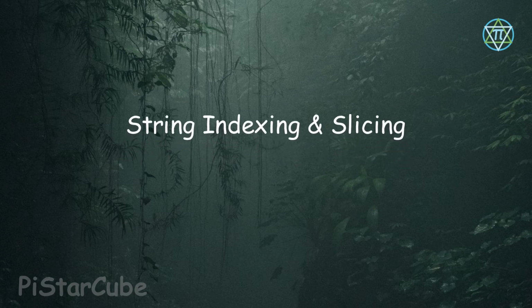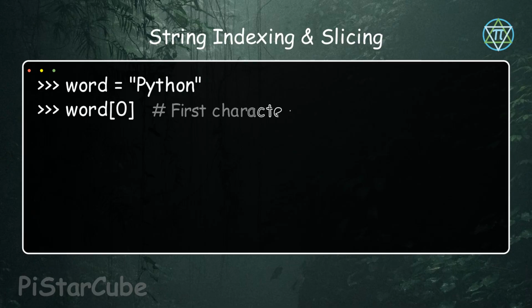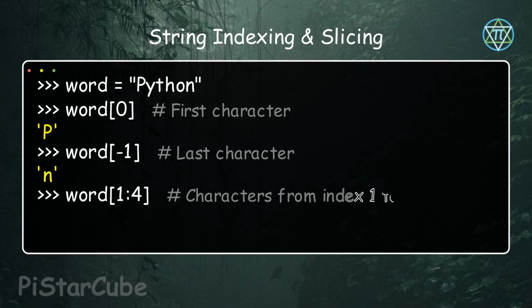Let's dive into string indexing and slicing. Imagine the word "Python" as a row of letters, each with its own position number. When you use word[0], you get the very first letter, that is P. Using a negative index like -1 grabs the last letter, that is N. You can also take a slice of the string, like word[1:4], which picks letters starting from position 1 up to but not including 4. So here you get YTH. This way you can easily access or cut out any part of the string you want.